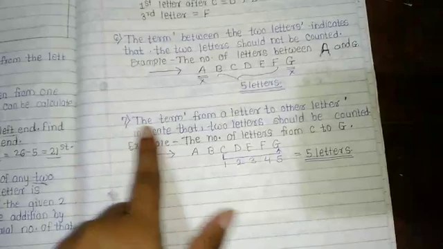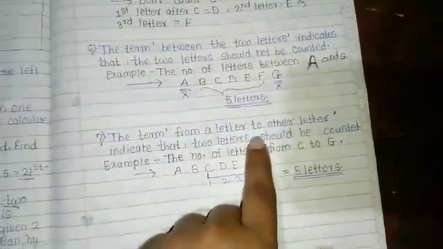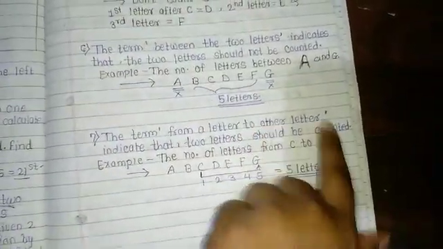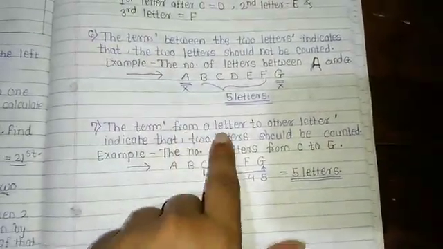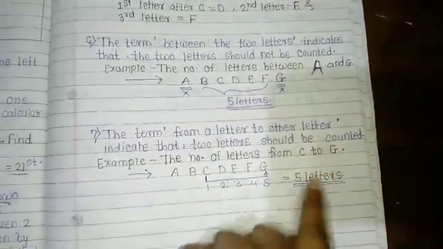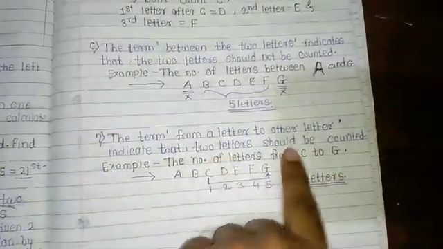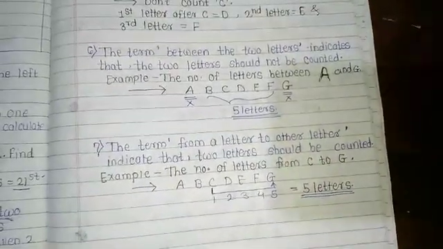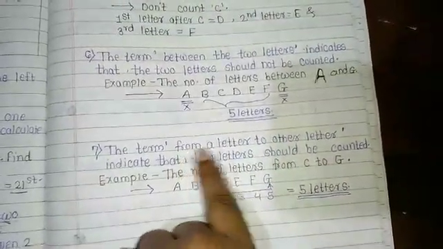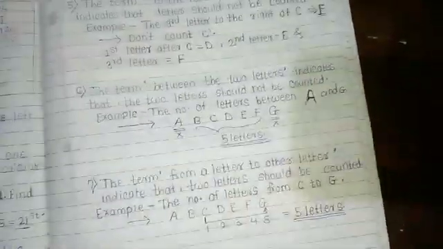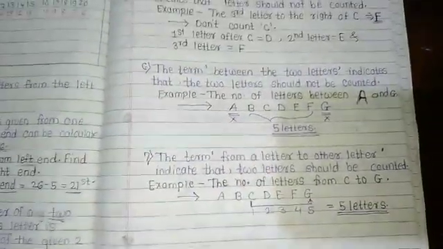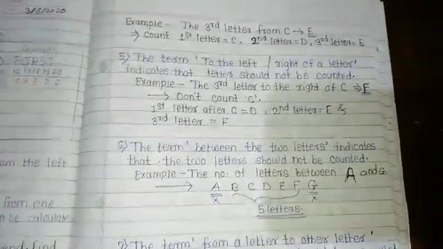Next, the term "from a letter to other letter." If in the question they ask from a letter to the other letter, it indicates that both letters should be counted. Only remember that if there is "from a letter," then you have to count it, but for "to the left" or "between the letters," you should not count that letter.